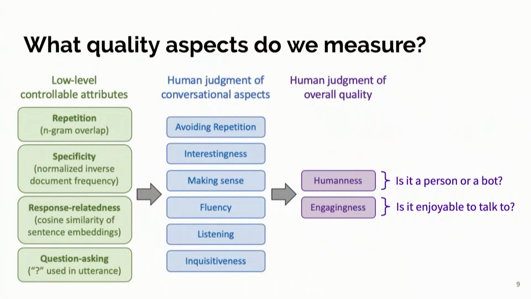After all of this, we finally have two overall judgments of overall quality. The two we use here are humanness, aka a kind of Turing test. At the end of the conversation, we say, do you think you just spoke to a person or a bot? And they give certainly a bot, certainly a human, or probably a bot, probably a human. And then we also asked, was the bot enjoyable to talk to?